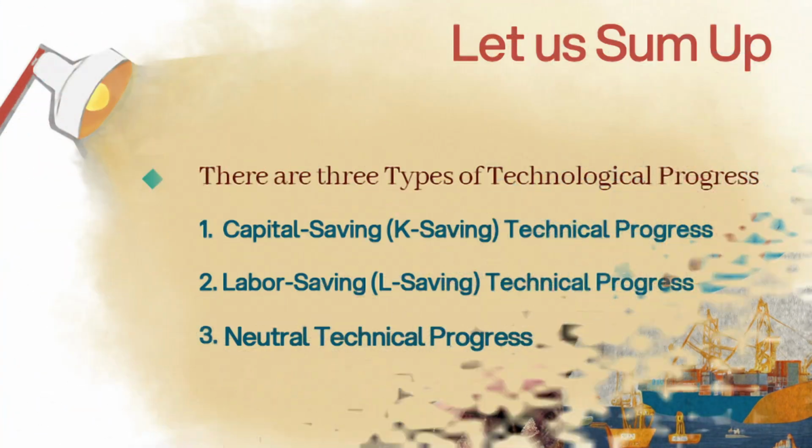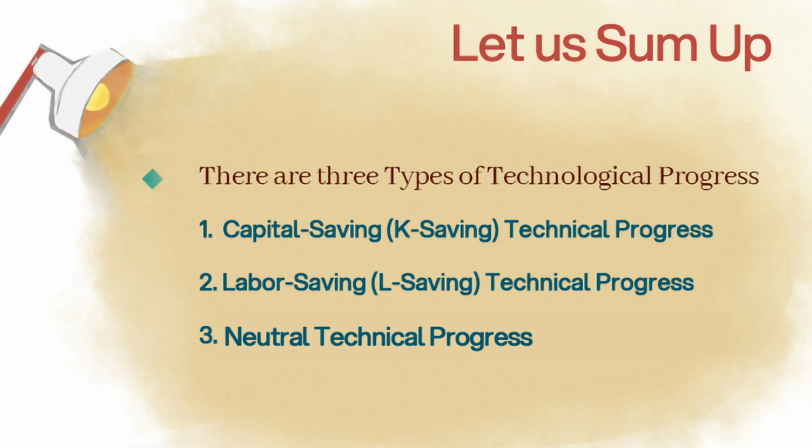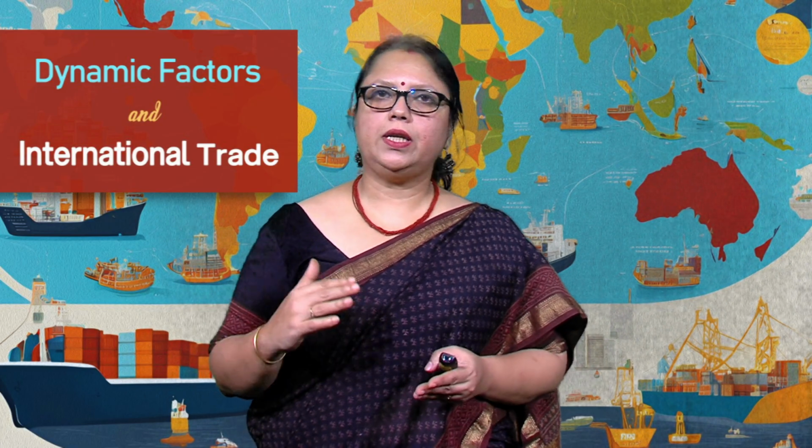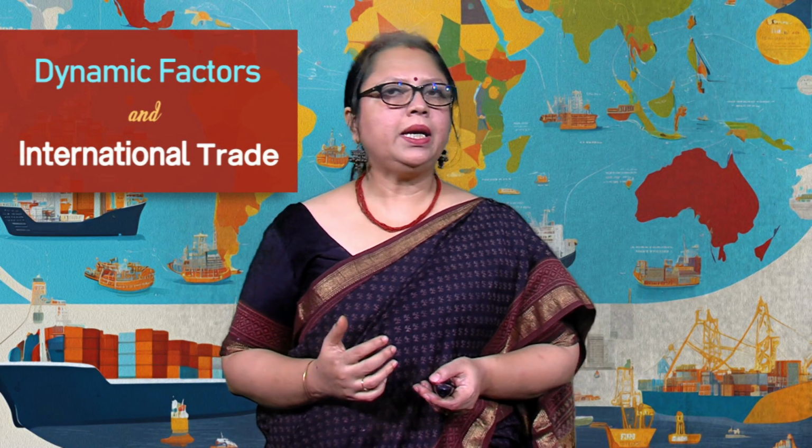Then the third one is your neutral technical progress. That means both labor and capital become equally more productive. So in this case, the capital to labor ratio remains unchanged because the labor and capital both are equally changing. But overall efficiency improves. For example, if both cloth and wheat production in the US become more efficient due to better technology, trade volume may rise.